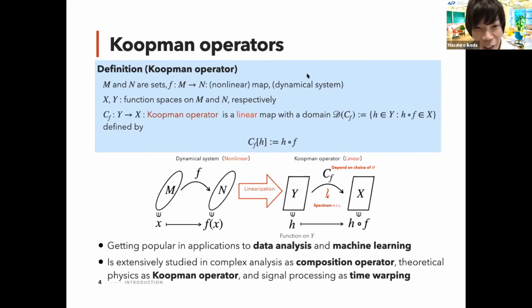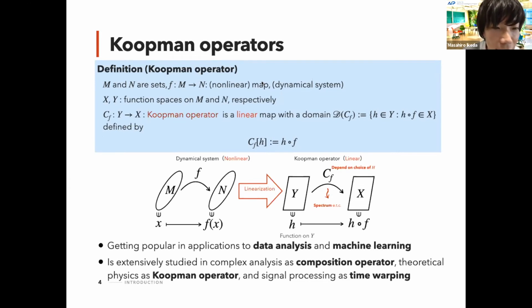Some people, okay. And Koopman operator is a keyword of this talk. So I will introduce the definition precisely. M and N are sets, and F is a map from M to N, possibly nonlinear, which is often called a dynamical system. X and Y are function spaces, possibly infinite dimensional. X is a function space on M, and Y is a function space on N. And C_F is called the Koopman operator.